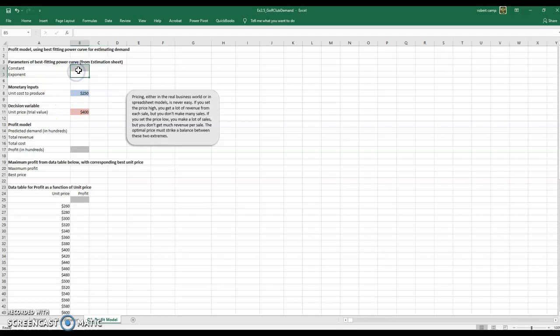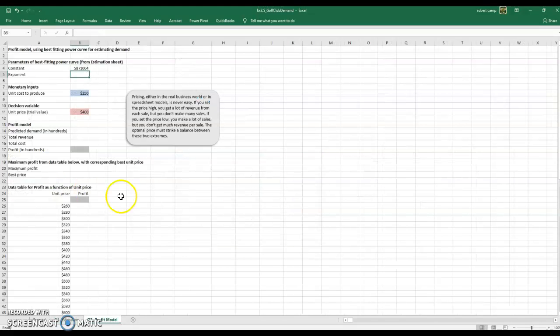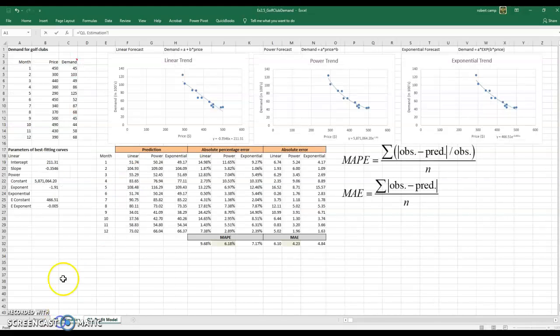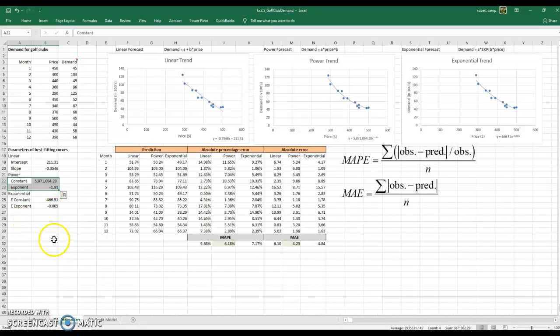So what I want to do is pull it from the previous sheet, because if that number changes, I want that number to stay the same. So I'm going to go equals, go back to the previous sheet, grab that constant, hit enter, and then equals, go back to that sheet, and grab that constant. I do not want to just do a copy and paste, because I want to make sure that they are the exact same and everything changes.